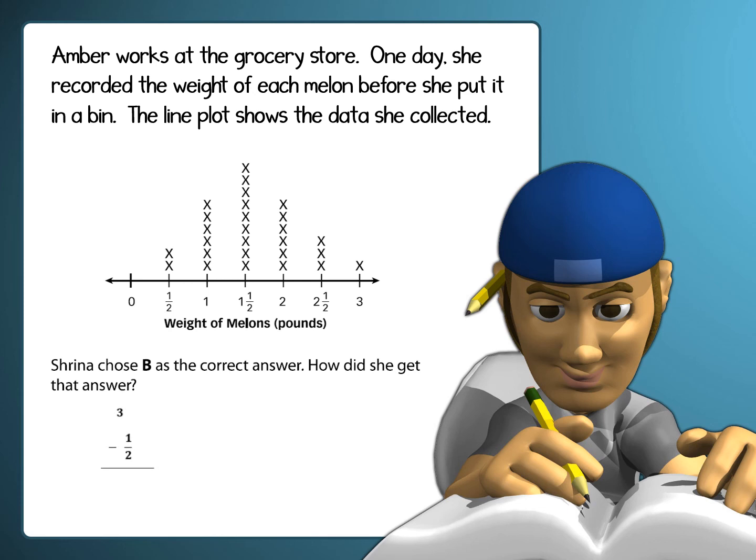So what she did was she subtracted 3 minus 1/2. She had to regroup because you can't subtract 3 minus 1/2 without regrouping. And she made it 2, and here's your whole that, remember, we use the same as our denominator on the bottom, so 2 over 2 minus 1 over 2, and she got 2 1/2. So her answer was incorrect because she used the wrong operation to solve.